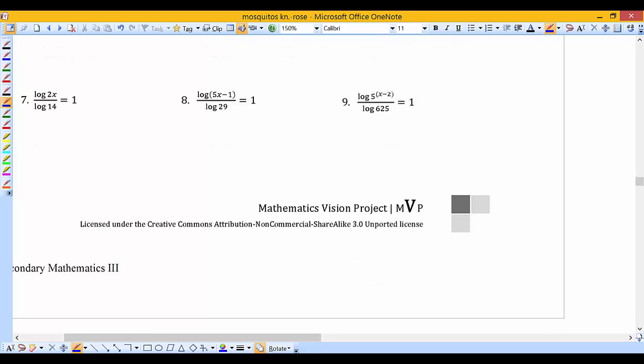So number 9, I have 2 logs, but I cannot cancel them the way they are. A lot of times we think, oh, I have division, I can just automatically cancel my logs. I need you guys to think about cross multiplication. I could write a 1 underneath the 1, and now I can cross multiply, which isn't going to change anything. I can actually just set my logs equal to each other.